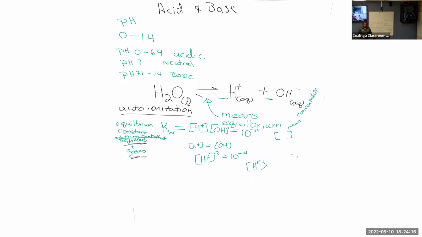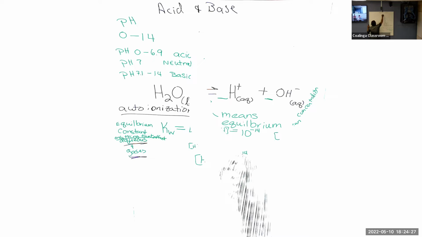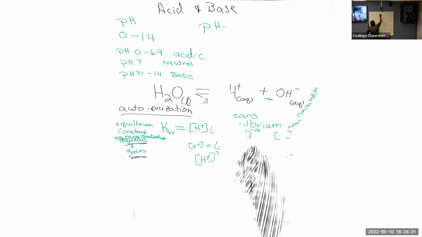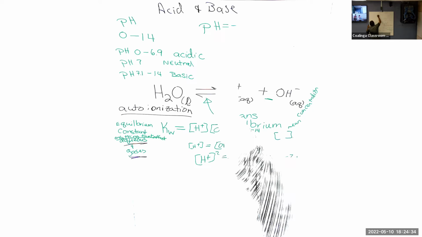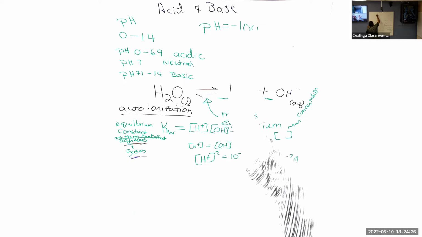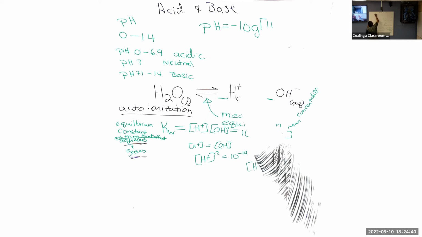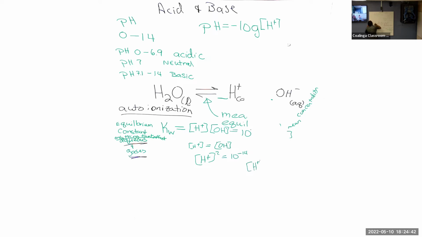Okay. Now, pH is the scale that we use to determine whether an acid is a strong acid, or a weak acid, or if it's a base, right? So, the way that we calculate pH, pH is going to be equal to minus the log, this is log base 10, of the concentration of H plus. Hence, we get pH.